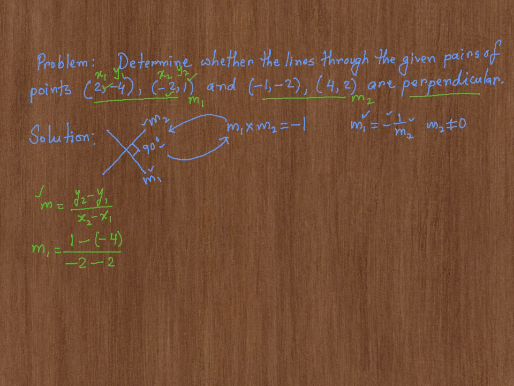So that's going to give me m1 is equal to 1 plus 4, because two negatives make it positive, divided by negative 4, negative 2 minus 2, which by the way gives me m1, not m2. m1 is equal to negative 5 over 4.